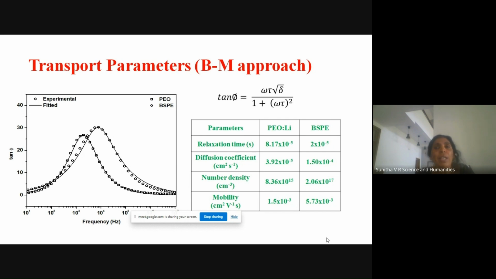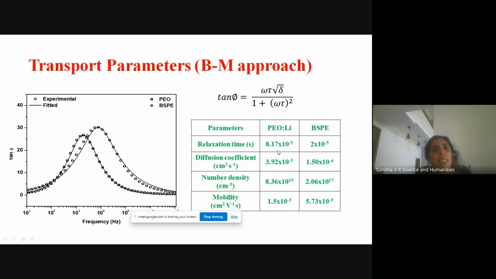Now we have used a method called the BM method, the Bandra-Melinda approach, using which, from the complex spectra, we took the frequency and the tan phi, and the frequency peaks you can see.